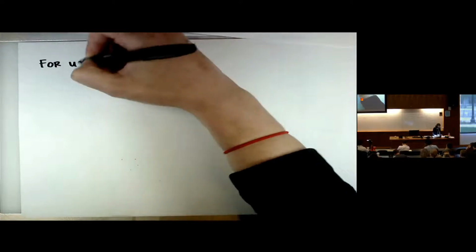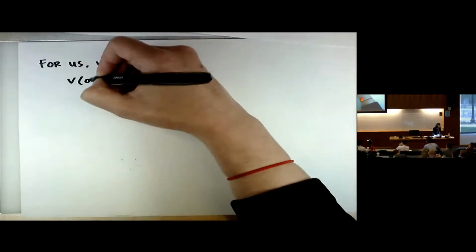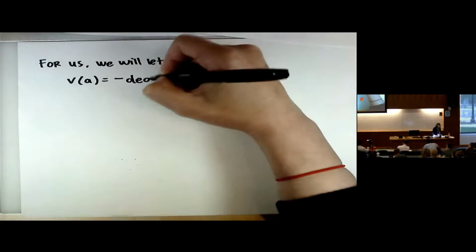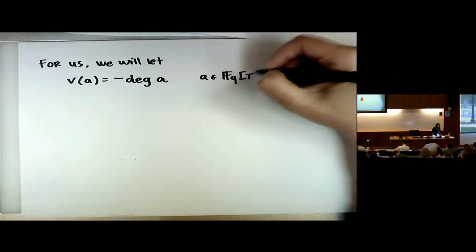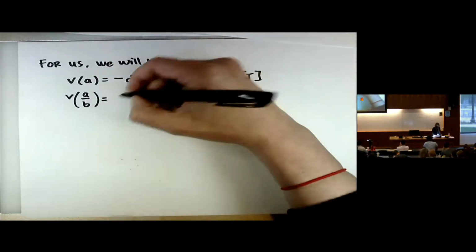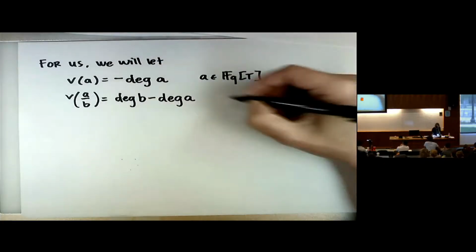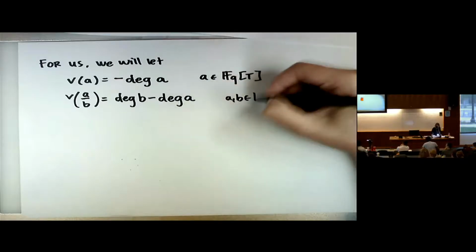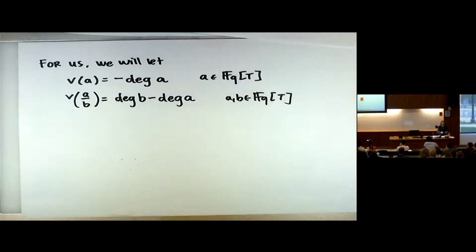So for us, we will let the valuation of a be minus the degree of a when a is a polynomial. And then when I have a ratio a over b, then that will be the degree of b minus the degree of a. Again, a, b are polynomials. So that's how I extend to the fraction field. And of course, the valuation of the zero polynomial is infinity. That's enforced by the definition.